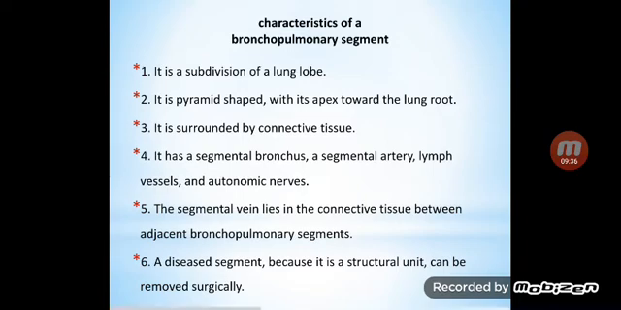وذكرنا إنه tributaries of the pulmonary vein run in this connective tissue between the adjacent bronchopulmonary segments. It contains what? Segmental bronchus, segmental artery, lymphatic vessels, and autonomic innervation, which are independent of other segments. And the segmental vein lies in the connective tissue, as I said, between the bronchopulmonary segments in the adjacent connective tissue.